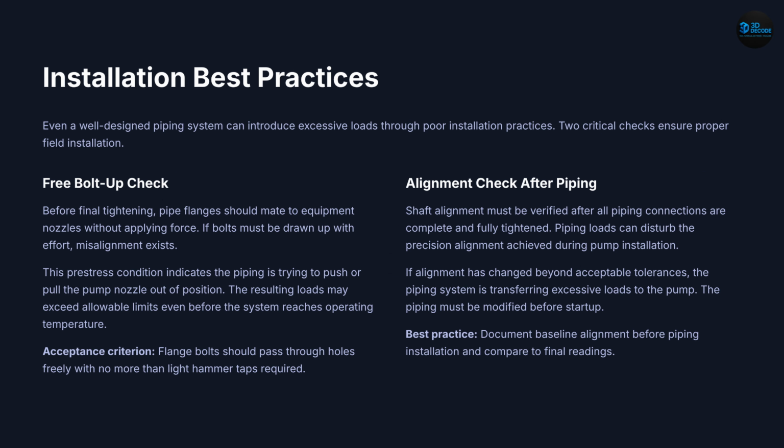Slide 9. Installation practices. Even good design can fail due to poor installation. Free bolt-up is essential. Flanges should fit without force. If force is required, piping is applying stress. Also, alignment must be checked after piping connection. If alignment changes, loads are excessive.